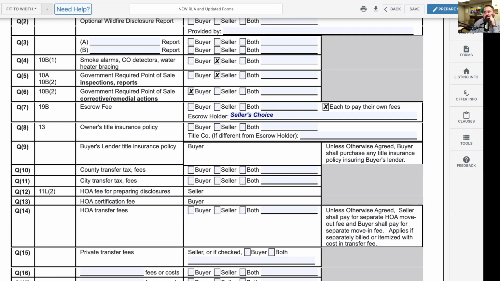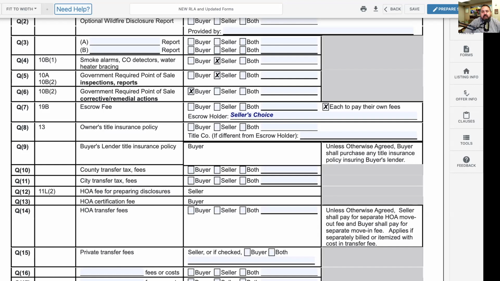Maricela, go ahead. Hi, Kyle. A tip that an agent told me for the escrow is that you could put the seller's choice, but they have to be licensed and bonded. So do you think that that's okay in this market to write that?